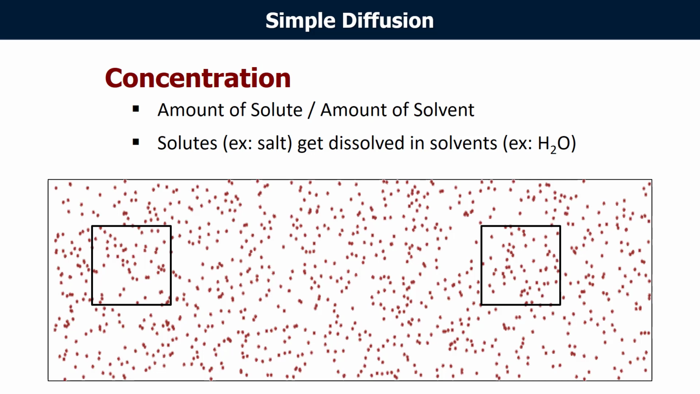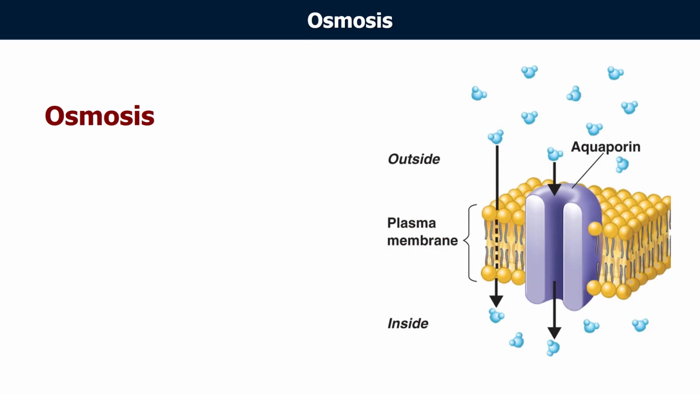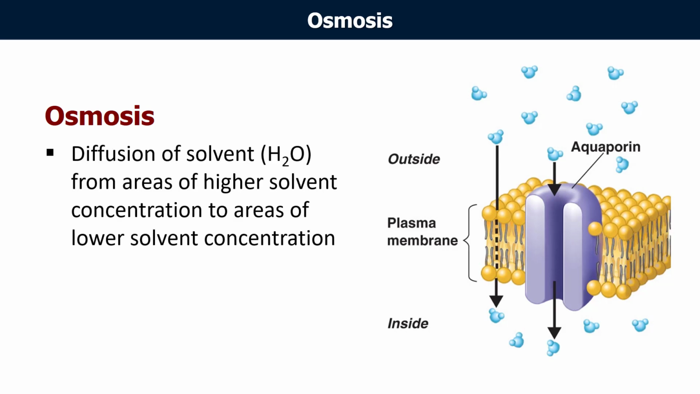But an interesting thing to ask is, can the solvent diffuse? In other words, can the white space, can the water molecules move as well? Would it be possible to move the water from one side of this box over to the other side? And the answer to that is yes. But we use a different word when it is the solvent that is diffusing. When the solvent's moving from its region of higher solvent to its region of lower solvent, we call that osmosis. So osmosis is the diffusion of solvent from areas of higher solvent concentration to areas of lower solvent concentration.